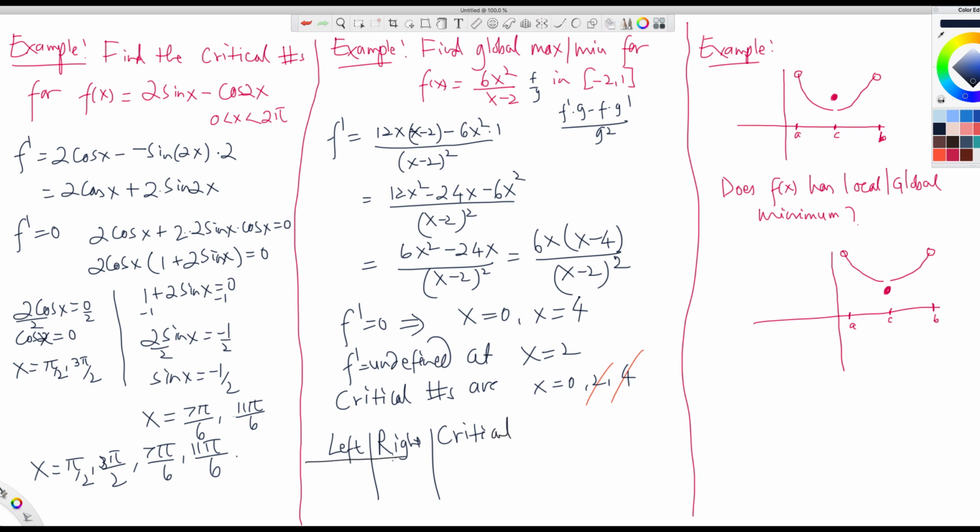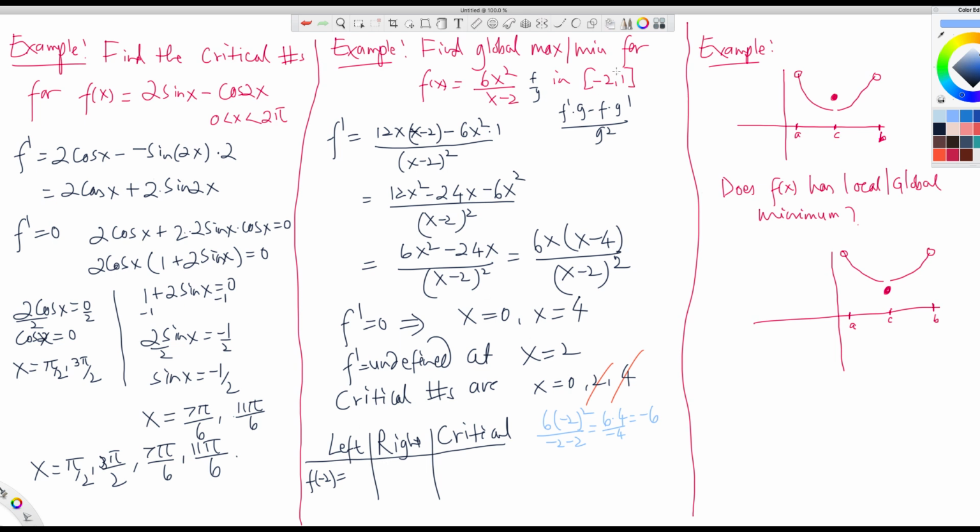So what we do is we find out the value of the given function at the left endpoint. What is the left endpoint? It is f at -2, right? Because we want to find out the height of the function at the left endpoint. So what do you get? You get 6 times (-2) squared divided by (-2 - 2), right? What do you get? It is basically 6 times 4 over -4, which is -6.